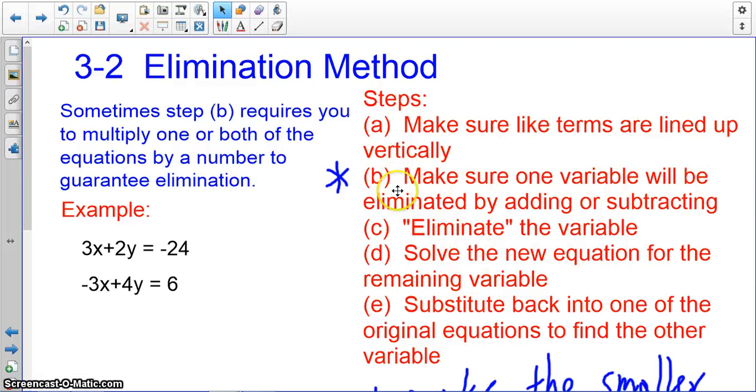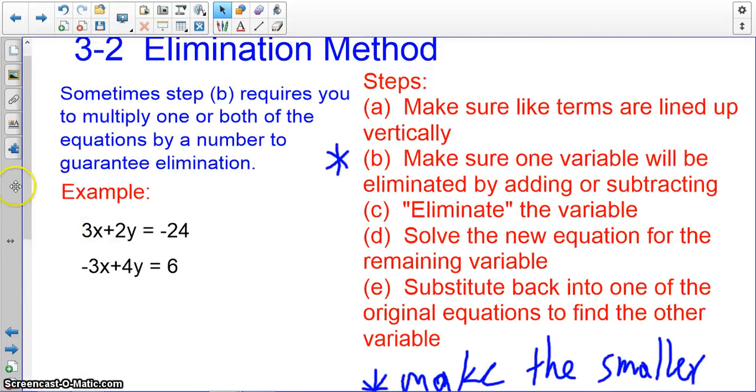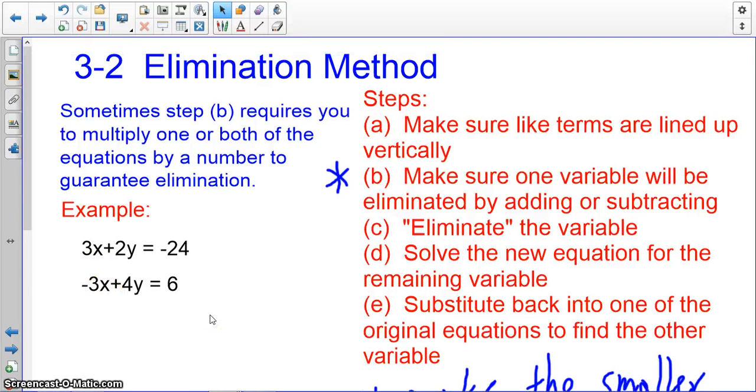B, make sure one variable is eliminated by adding or subtracting. So that's what this is saying. But here, if we added, the x's would cancel. Or eliminate, that's what they call it, elimination method. The x's would be eliminated. So that's what we'll do. We will add them.